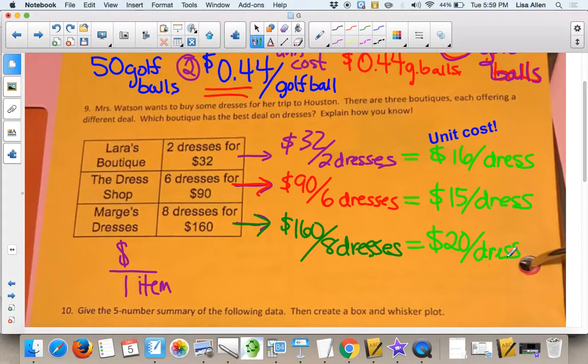So if we want to find which one is our dress, it looks like this gives us the cheapest one. So we're going to say it looks like we're heading for the dress shop. Maybe we'll head up Dress Bar next week.